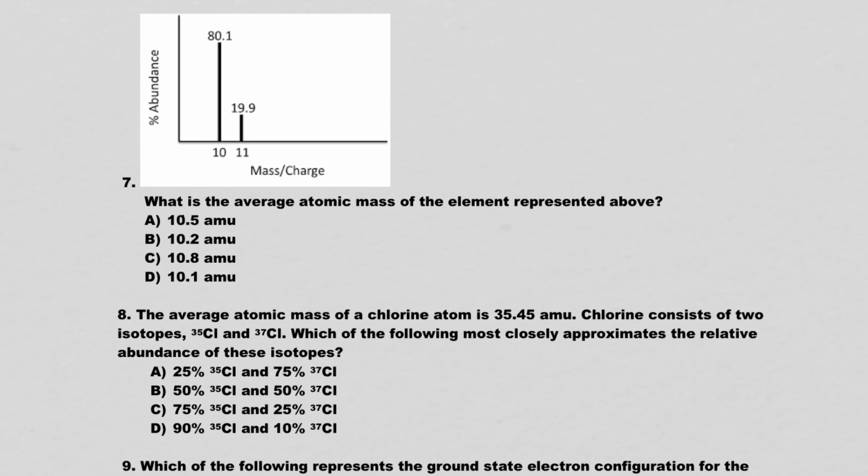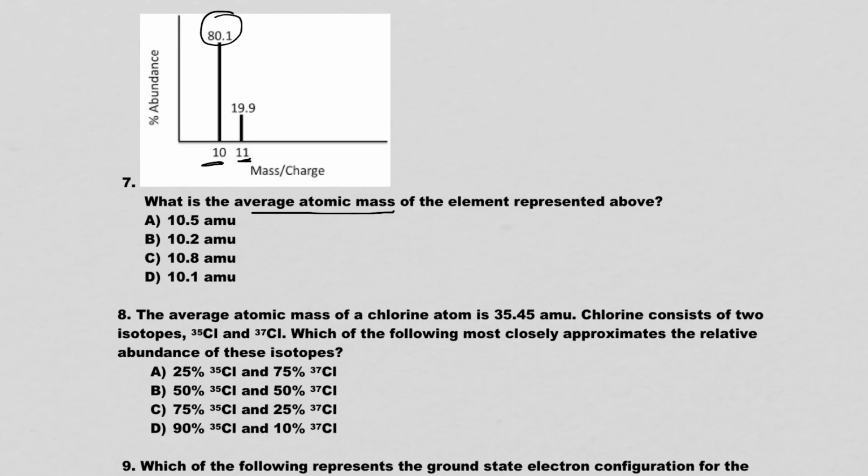Looking at 7, what is the average atomic mass of the elements represented above? Remember, when we talk about average atomic mass, these are weighted averages based on the abundance of isotopes. Notice we have 2 different isotopes here. We have one with a mass of 10 and one of 11, and we can tell based on these percents of 80 versus about 20% that the mass 10 isotope is extremely abundant compared to the one that's about 20%, which is a mass of 11.